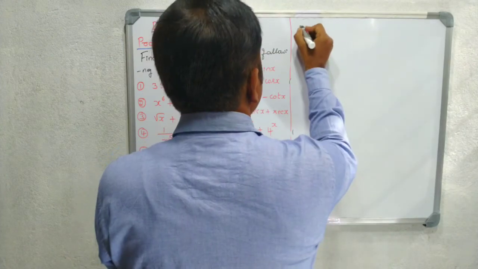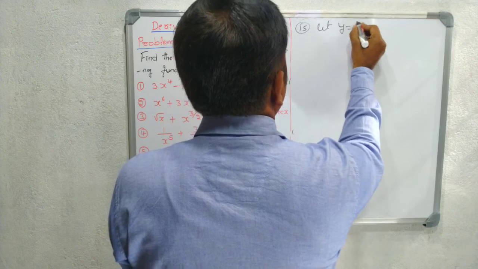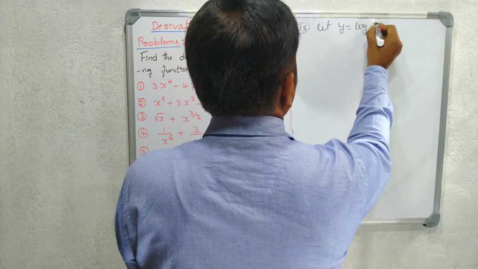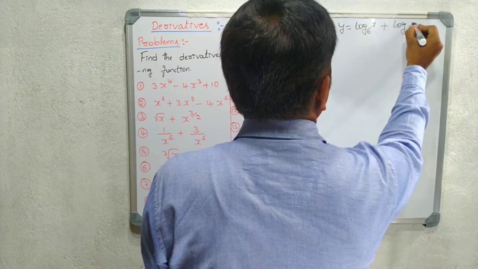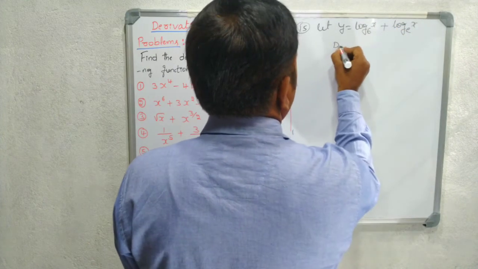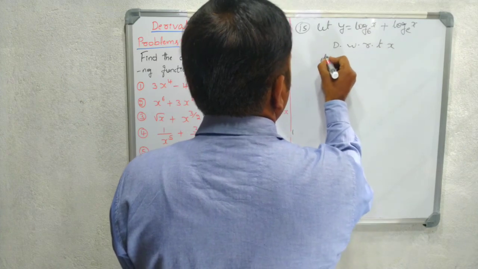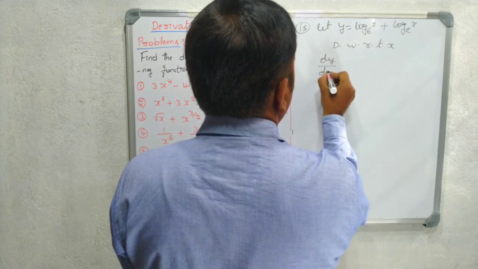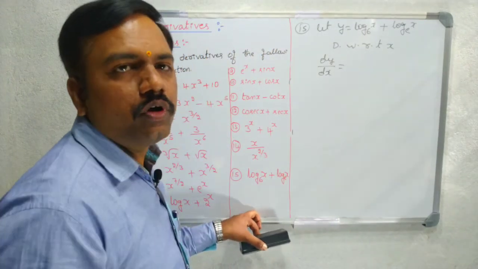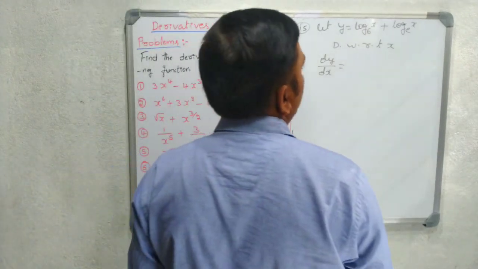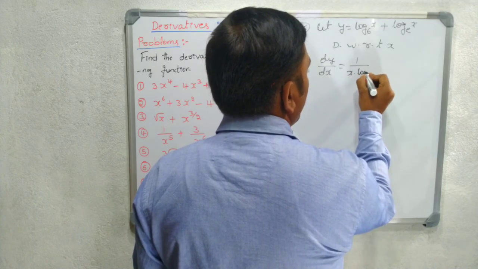that is let y is equal to log x base 6 plus log x base e. So differentiate with respect to x, that is dy by dx is equal to, what is the differentiation of log x to the base a? So I already told you. So what is the differentiation of log x to the base a? That is 1 divided by x into log a.